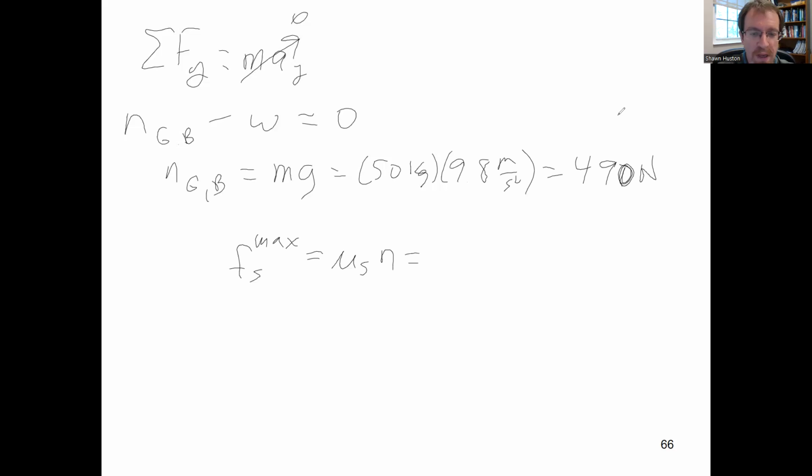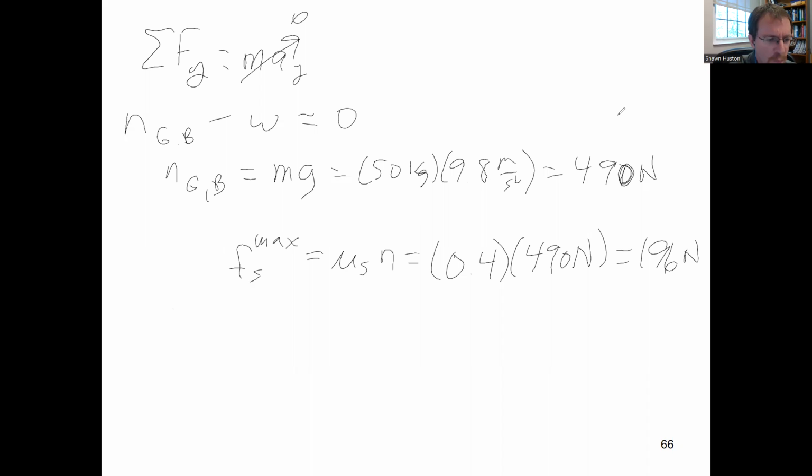Our maximum size frictional force is going to be equal to the coefficient of friction times my 490 newtons. And that gives us 196 newtons as a result of our maximum size frictional force. That's just bad enough that I want to erase it. There we go. 196. So that's the maximum size frictional force that we had.